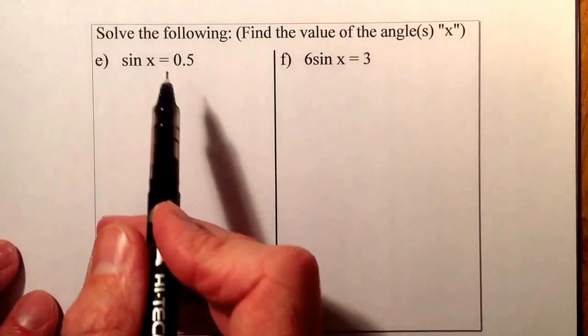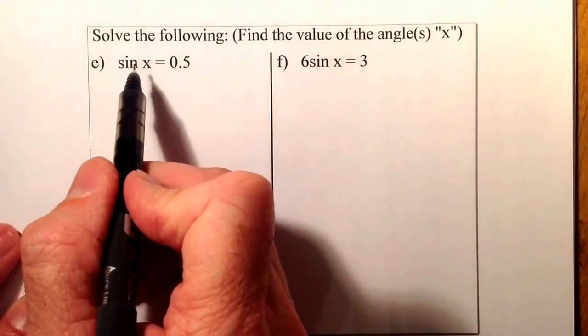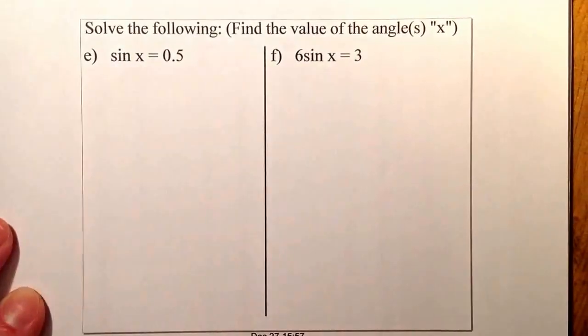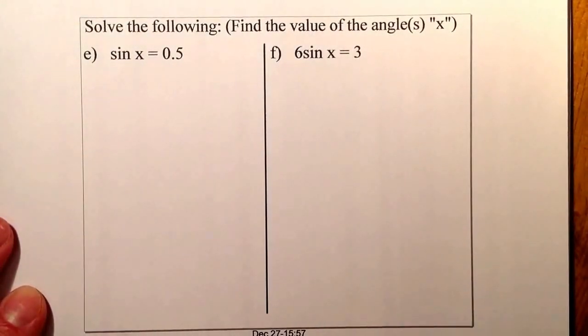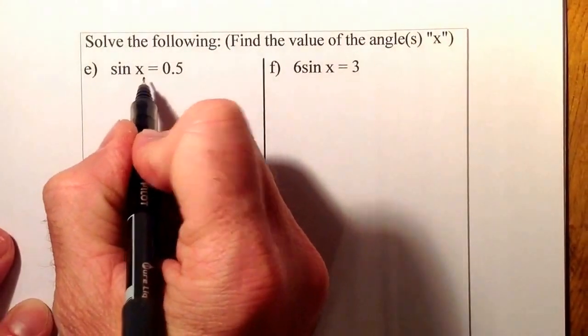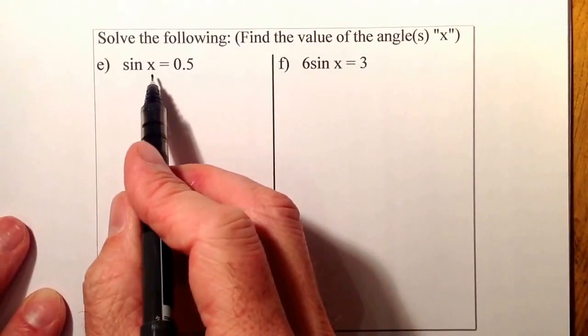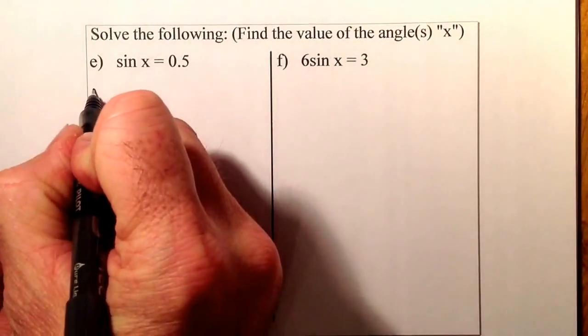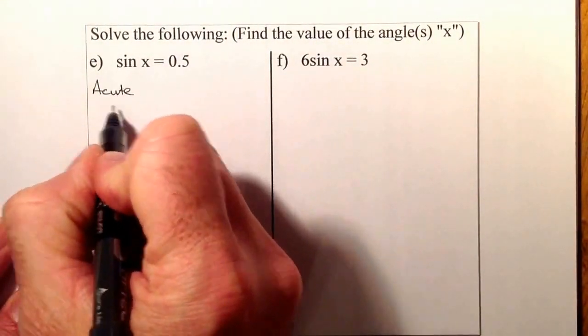Okay, so the first thing that I'm going to do here is I'm always going to try to get these equations with just the sine x on its own, or cos x or tan x on its own. What I'll then do is I'll take the inverse of it. If I find the inverse, then I can find the acute angle. So I'll find the acute angle first.